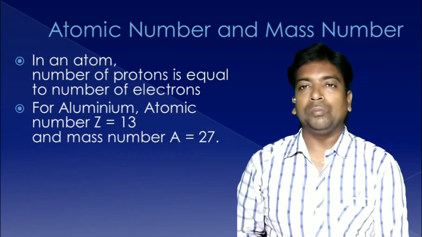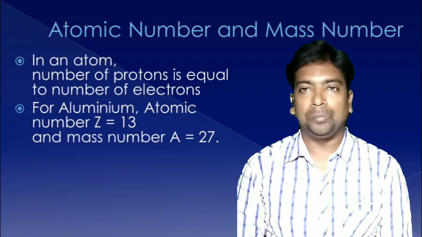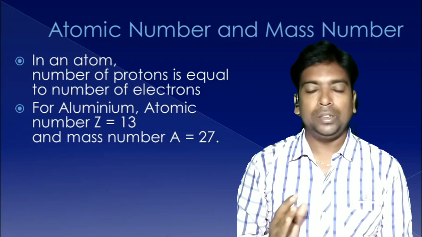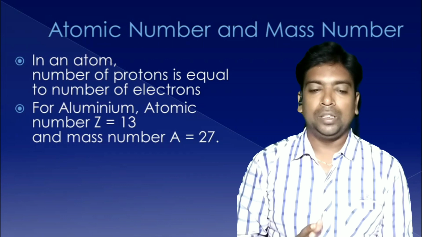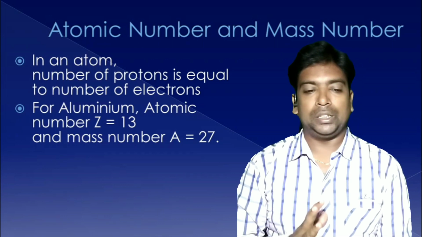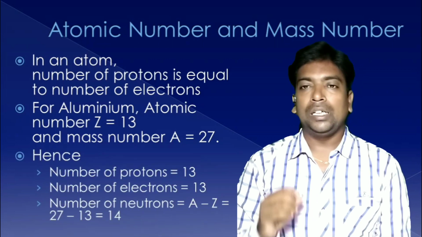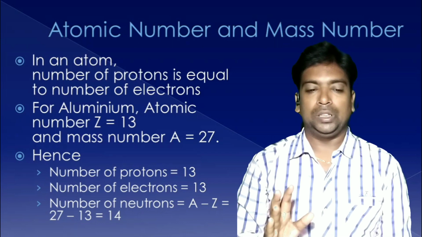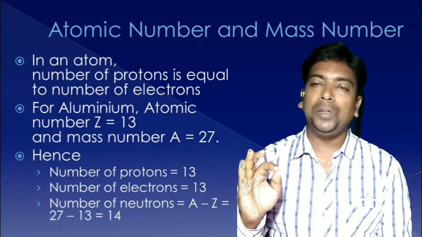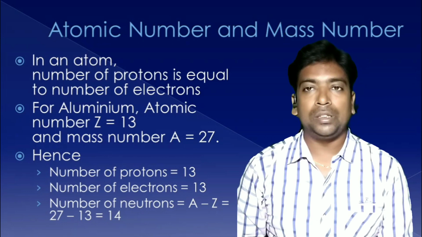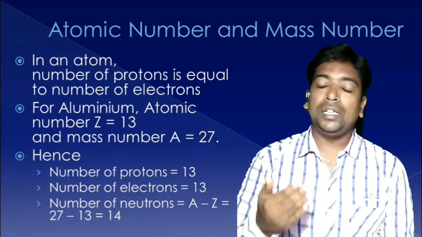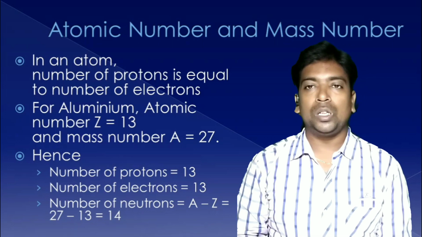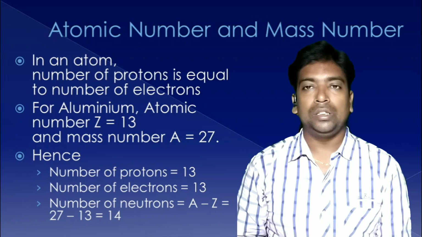Let us take the example of aluminium. The atomic number of aluminium, Z, is equal to 13, and the mass number, A, is equal to 27. Atomic number means the number of protons, so the number of protons will be 13. It contains an equal number of electrons, that means 13 electrons also, so the number of electrons is 13.